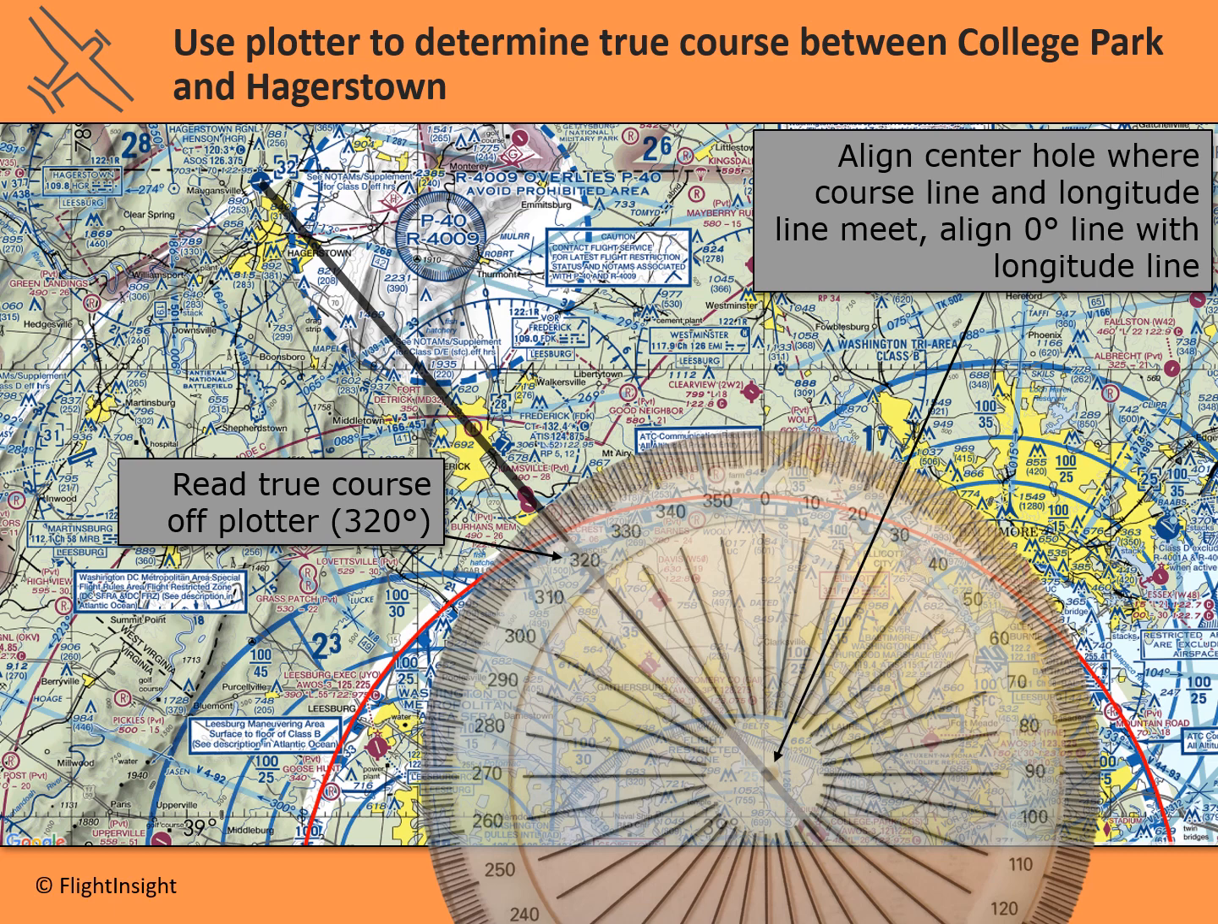I've put that center hole right at the intersection between that line of longitude there and the course line that I drew. And you can even make sure it matches further by making sure that that line of longitude runs through the 0-degree line on the plotter there like I've done. And now you can read the true course off the plotter. So notice that the course that I've drawn is running through about 320 degrees. So that right there is going to give me my true course for the flight.